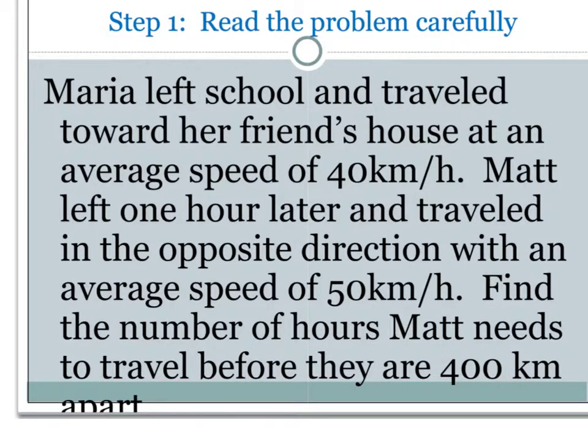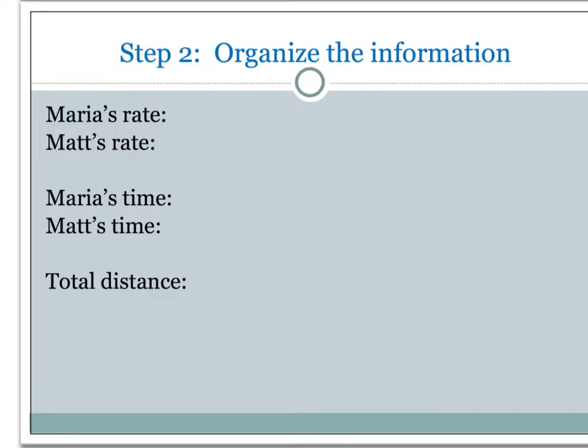You could easily draw a picture to sketch this out. We are also going to take a look at some of the information, and we're going to write some of this information down that's important. So we found out that Maria's rate, when she leaves, is 40 kilometers per hour. We also know that Matt's rate is 50 kilometers per hour.